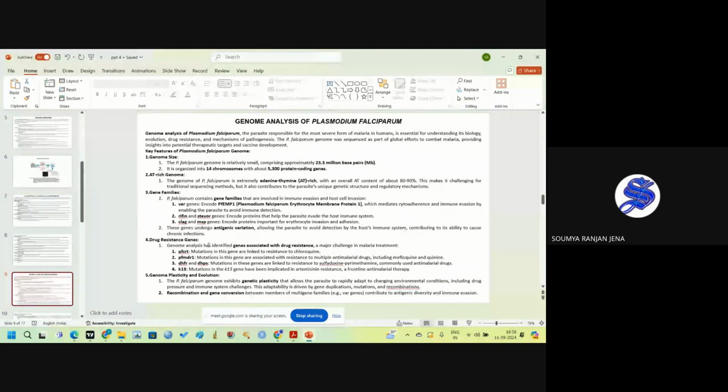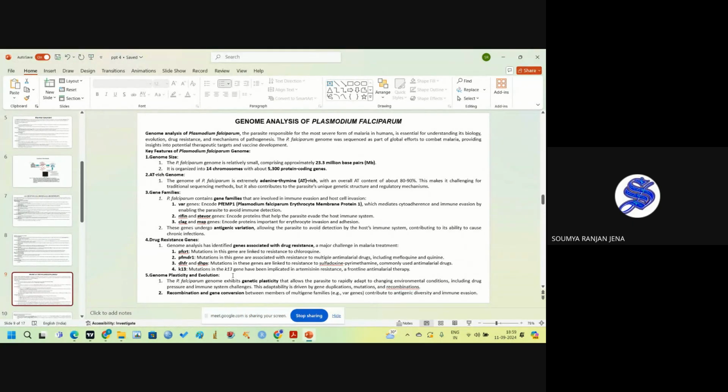The genome analysis also identified genes associated with drug resistance, the major challenge in malaria treatment. The pfcrt gene mutation is linked to resistance to chloroquine. If this gene is mutated, there is resistance to chloroquine, which is the commonly used drug to treat malaria. Then pfmdr1, DHFR, DHPS, and K13 are also resistance genes of this Plasmodium species.